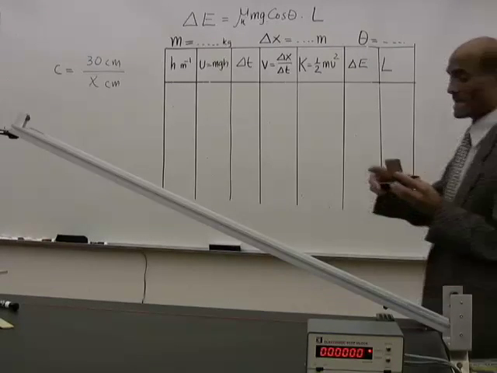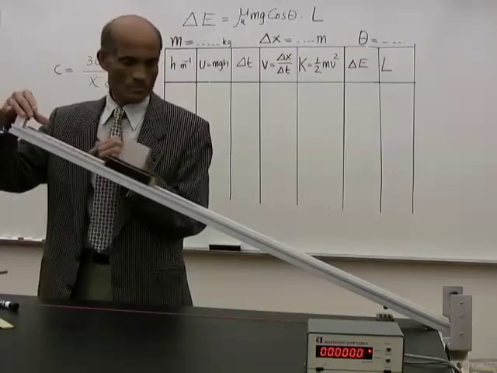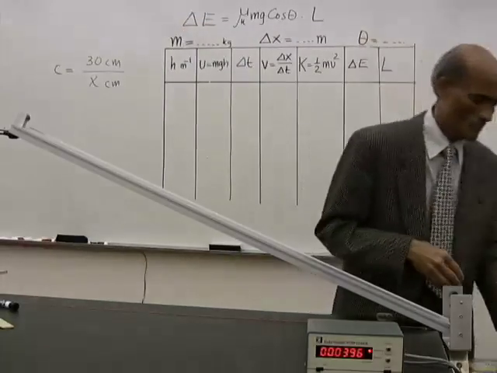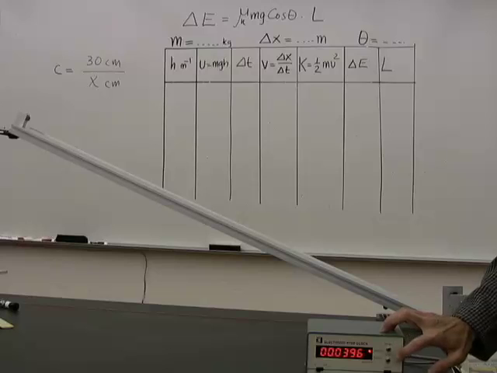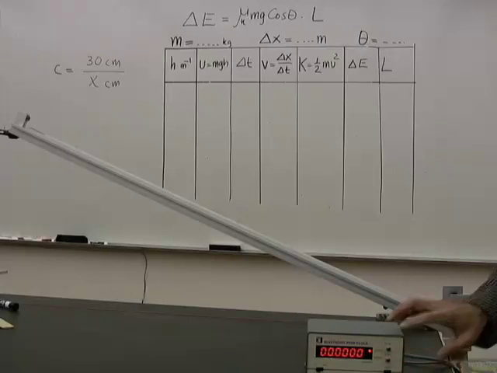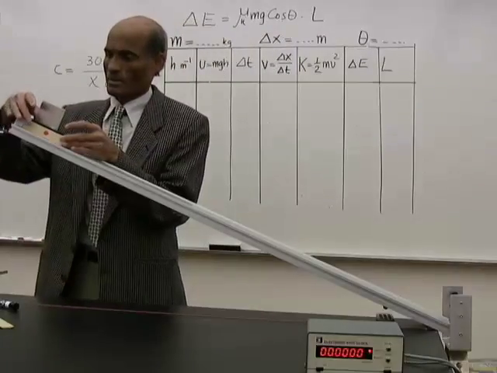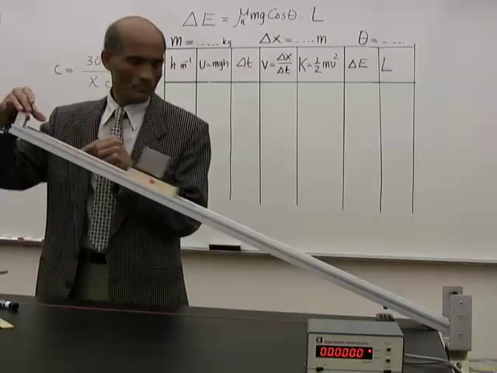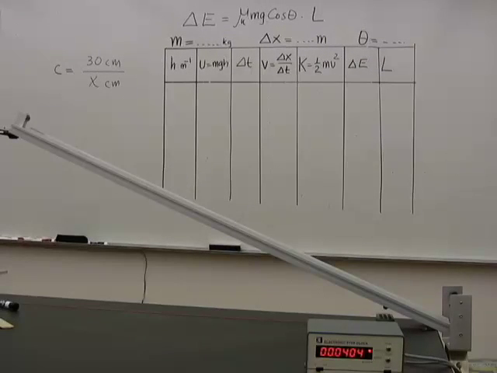Alright, take a second measurement. Okay, that's the second measurement. You can see they're different, so you need to really repeat it several times. Alright, I'm going to reset the clock. Take a third measurement. Alright, we have 3 measurements now.